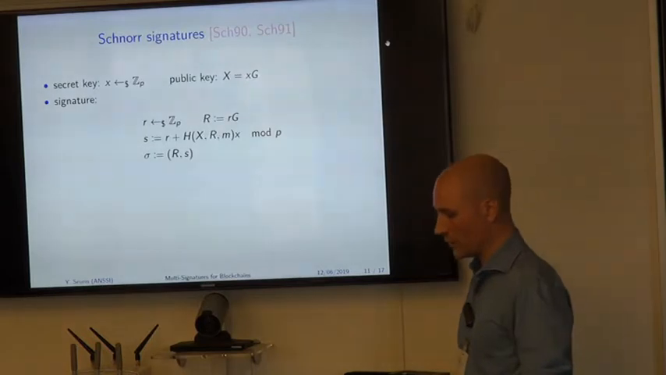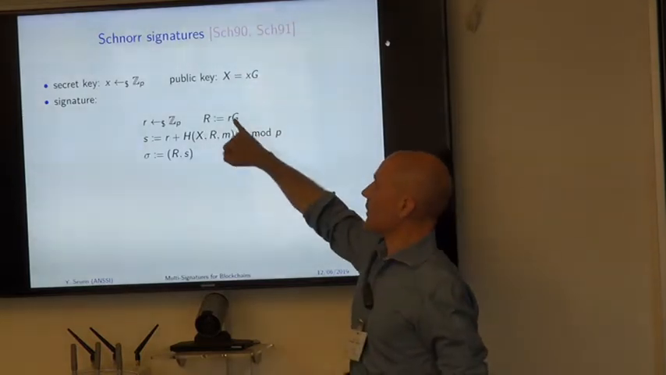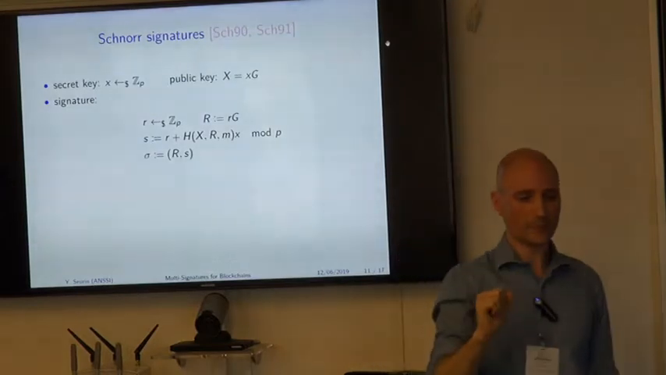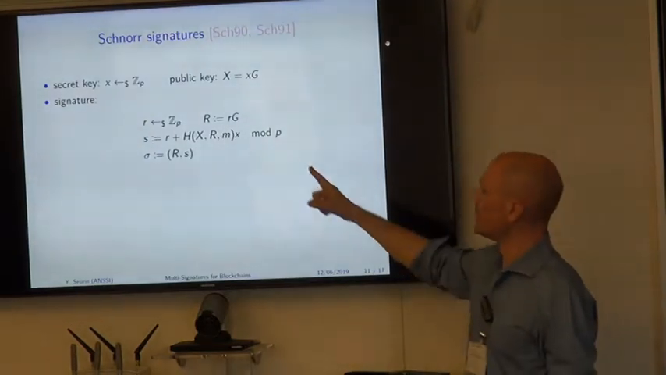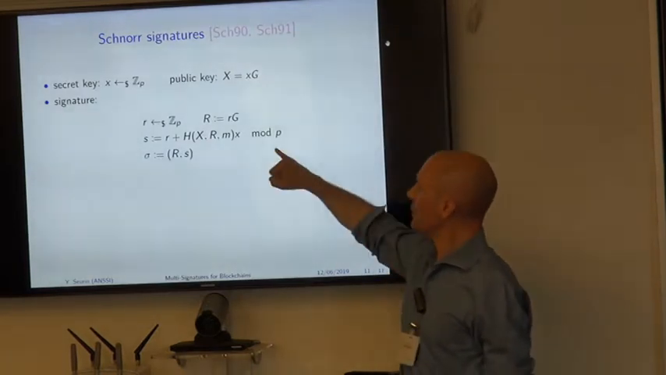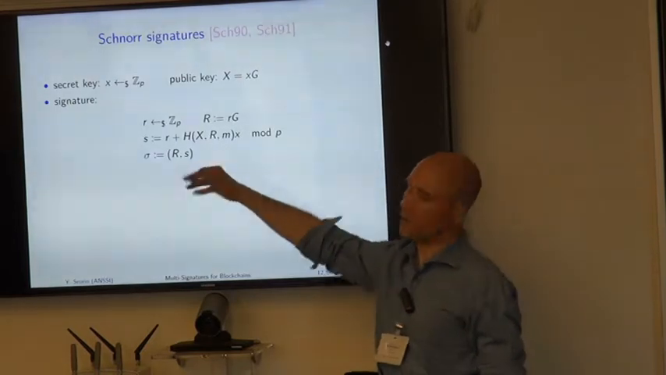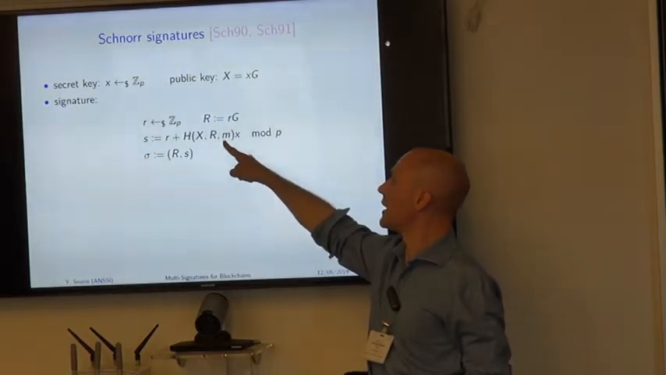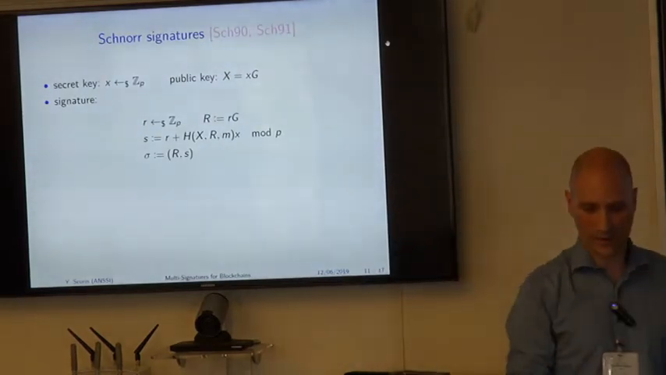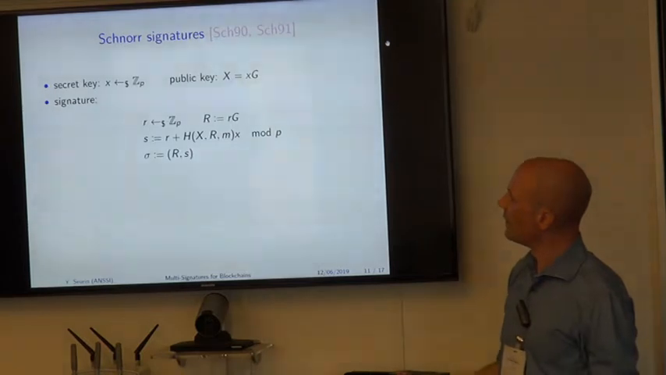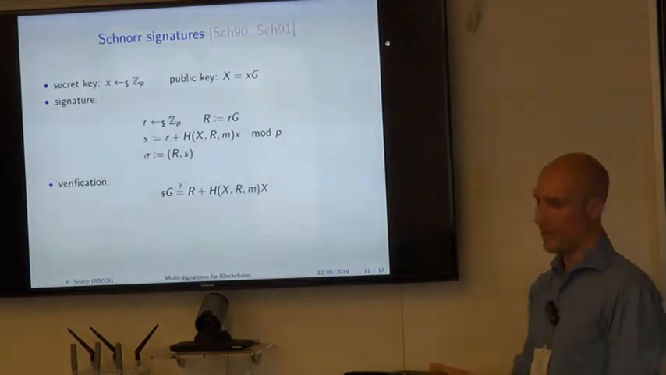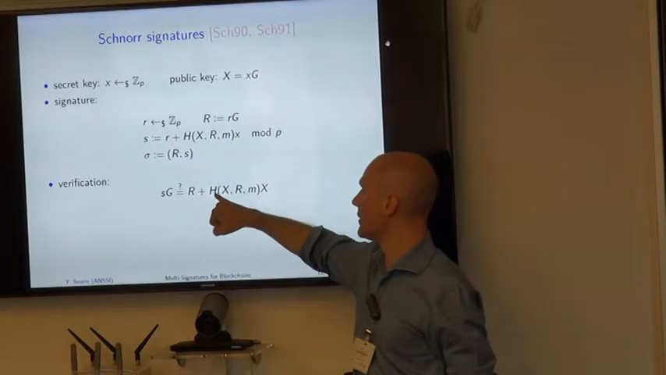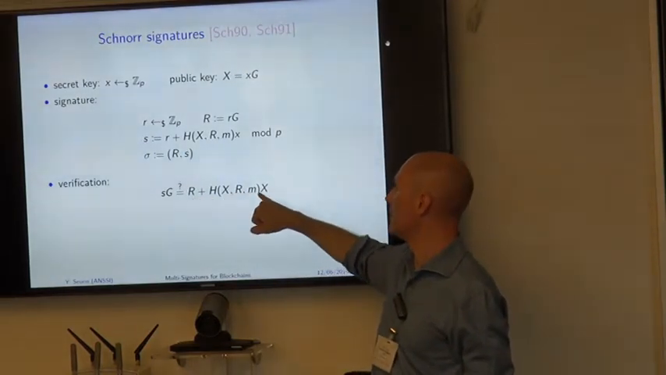To compute a Schnorr signature, we will first generate what we call an ephemeral key pair by drawing a random integer r and computing big R, which will be r times G. And then you will compute s equals r plus H times x. Here H is a hash function, so you're hashing the public key, the ephemeral public key, and the message, and you multiply this by x. Your signature is just the pair (R, s). To verify that a signature is valid, you check that s times G is equal to R plus H of (X, R, M) times X.